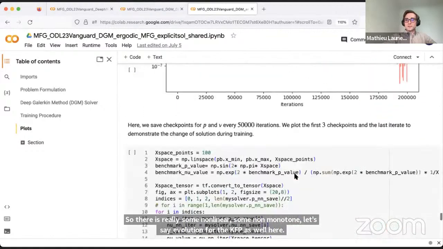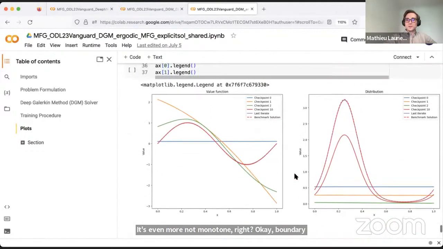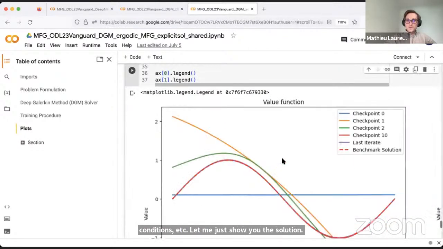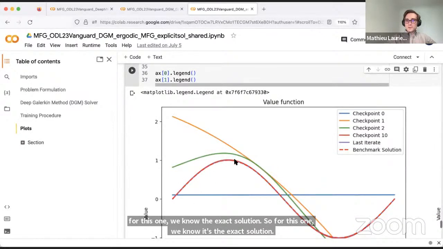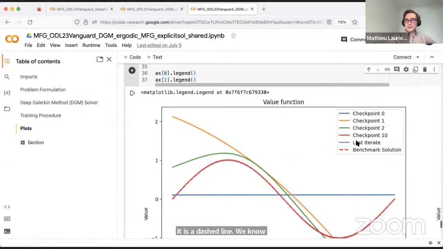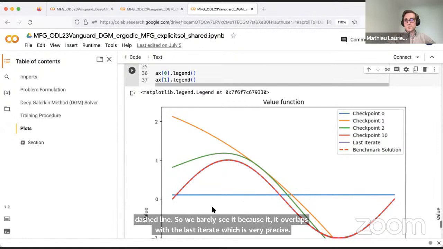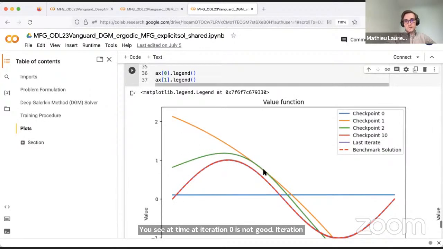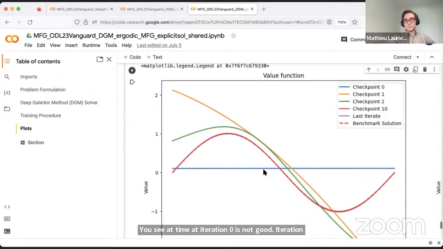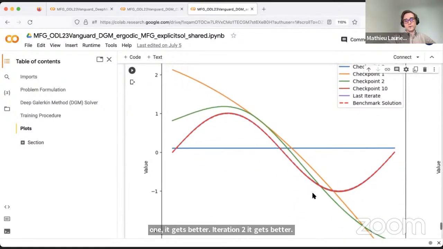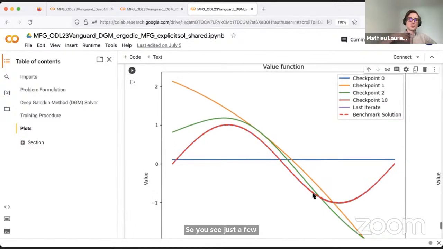Okay, boundary conditions, etc. Let me just show you the solution. For this one, we know the exact solution. It is the dashed line. We barely see it because it overlaps with the last iterate, which is very precise. You see at iteration 0, it's not good. Iteration 1, it gets better. Iteration 2, it gets better. So you see just a few iterations, but still the green line is not very close to the solution. And then after thousands of iterations, it gets really close.